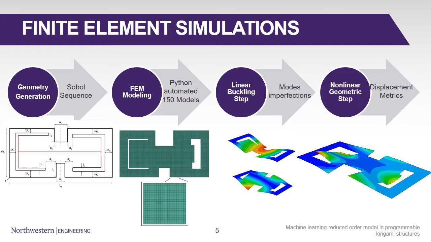We then conducted a first linear buckling step, which provides the shapes of deformation of the structure. And then we input that as an imperfection in a nonlinear geometric step in which we stretch this Kirigami geometry up to a certain point, and then we obtain the displacement metrics, which are interesting and which we will use to characterize the behavior of the structure.